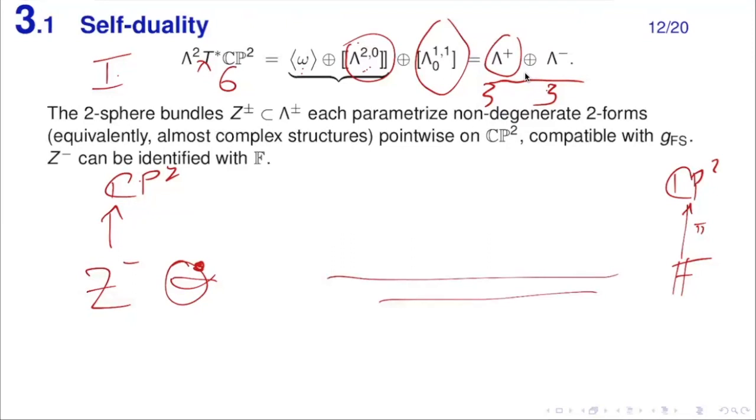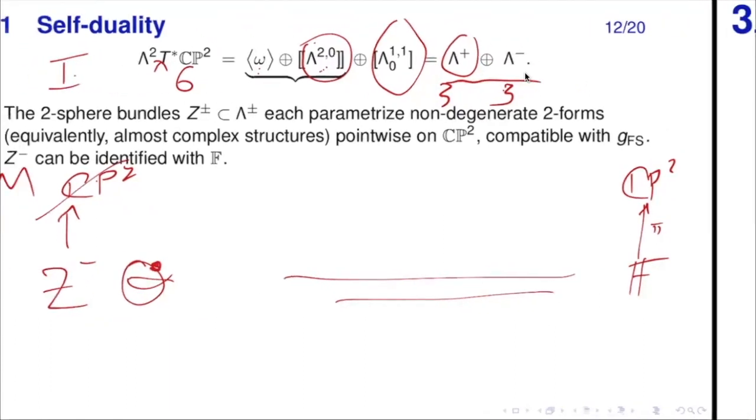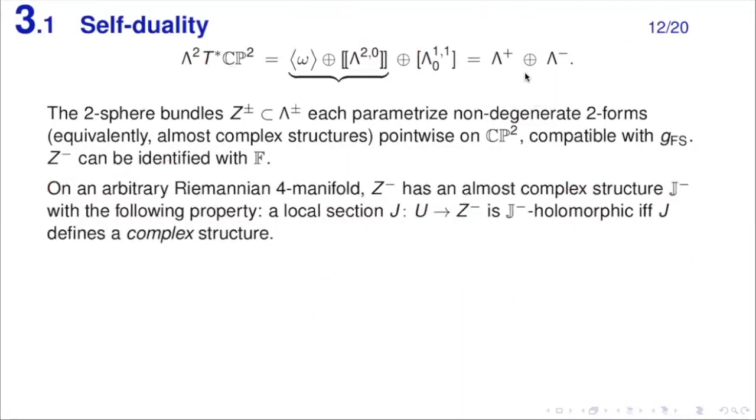One can use this construction, use the Riemannian, the Levi-Civita connection to build a natural almost complex structure on Z minus. And you can start with an arbitrary Riemannian four manifold and ask, when would this natural almost complex structure be integrable? And the answer is well known. It will be integrable if the half of the Weyl tensor, W minus, is identically 0.